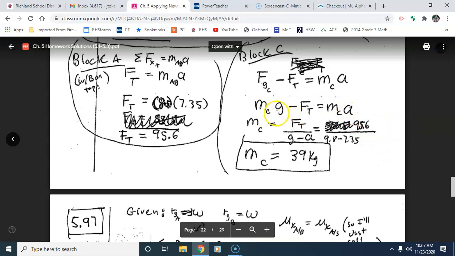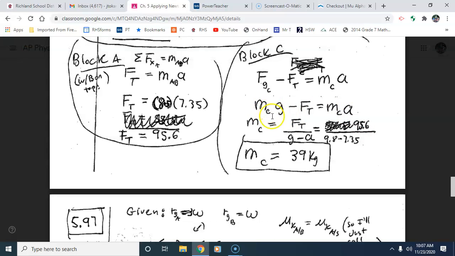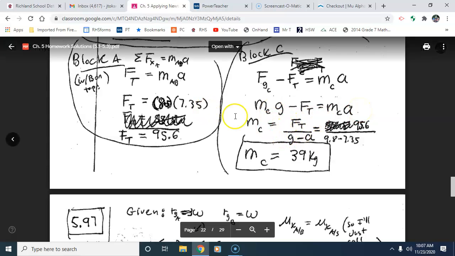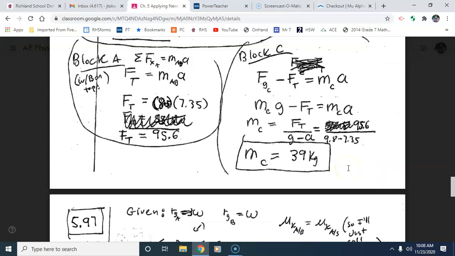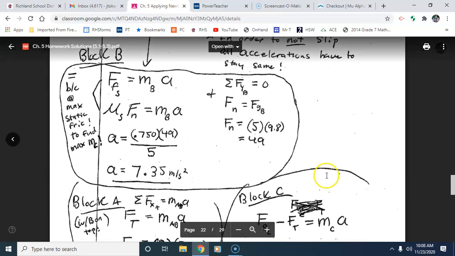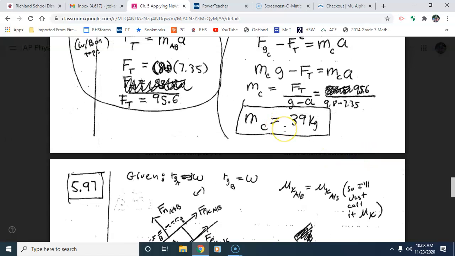And now we finally have an equation where we have the unknown we're looking for, the mass of block C, and we have no other unknowns once we get this far. So we just isolate it, plug in the values from some earlier steps, and figure that if the mass of block C is 39 kilograms, that will cause all this to happen, based off this being the breaking point. And this step here allows that to be the mass necessary to do all this.